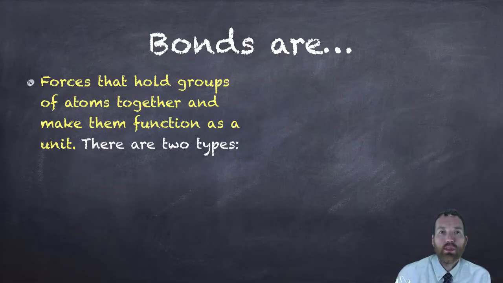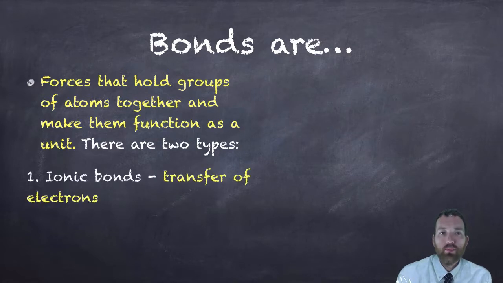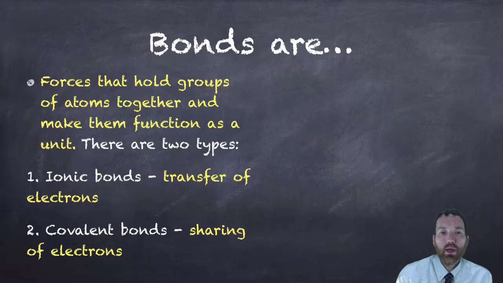So bonds are forces that hold groups of atoms together and make them function as a unit. There's a couple different types of bonds that we've learned about. An ionic bond, which is a transfer of electrons between a metal and a nonmetal, and a covalent bond, which is a sharing of electrons between two nonmetals. An ionic bond, remember, makes a formula unit. That's the lowest whole number ratio between the metals and the nonmetals in the ionic compound.